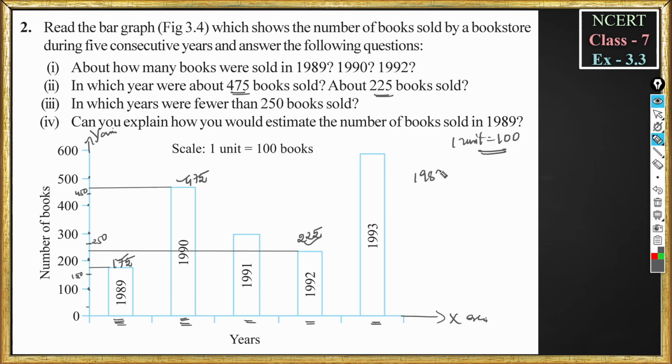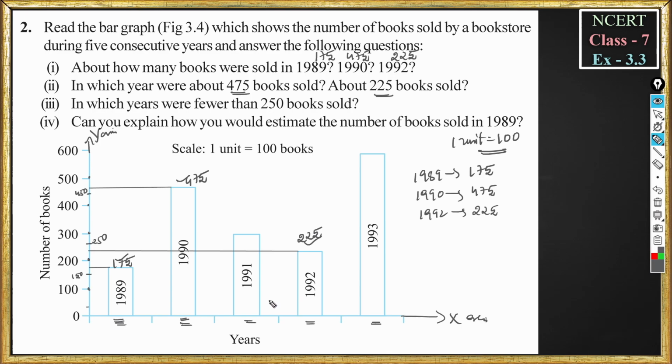For 1989, we get 175. That means 175 books were sold in the year 1989. Whereas in 1990, 475 are sold. Whereas in 1992, 225 books are sold. So in question number 1, about how many books were sold in 1989, the answer is 175. And 1990, the answer is 475. Whereas 1992, the answer is 225.